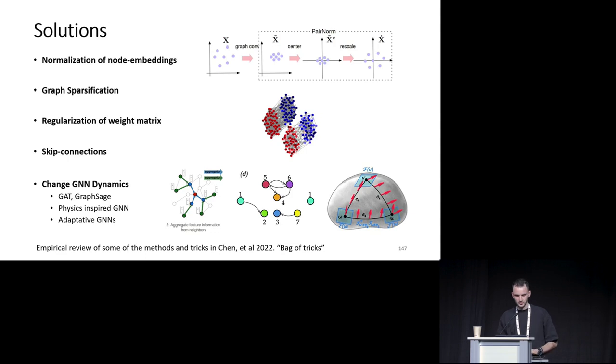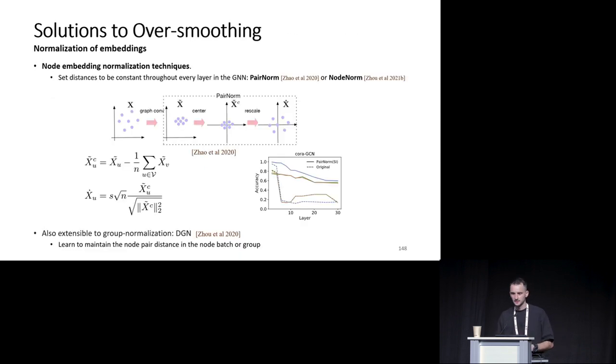Yeah, basically for the solutions, I'm just gonna mention some of them. I think we're a bit ahead of time, so I'm just gonna go over them. We can do normalization of the node embedding. So if I normalize the nodes at every layer, then the Dirichlet energy doesn't collapse. I can sparsify the graph as well. You can do regularization of the weight matrix, add a skip connection, and change the GNN dynamics straight away. So there are a lot of approaches. So we can just do the normalization. After we do the message passing, we normalize the nodes again, so they will never converge to 0.